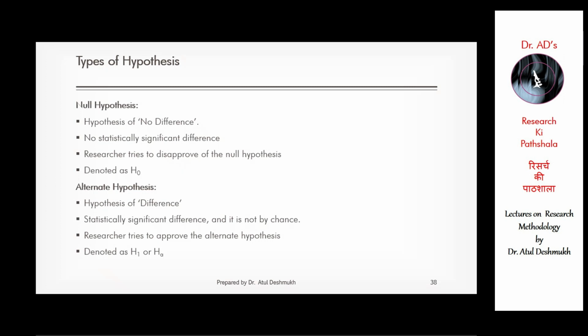The researcher tries to prove the alternate hypothesis, or I will try to prove my alternate hypothesis, because this is my assumption. This is my assertion. So I will try to prove it, and I will try to reject my null hypothesis based on the collected data.